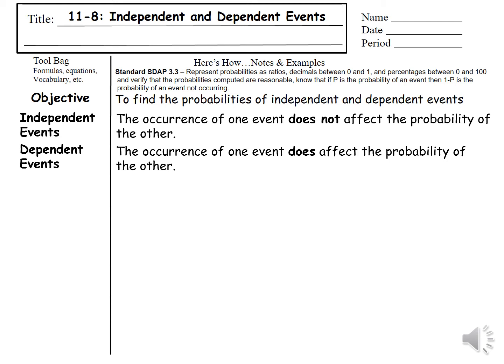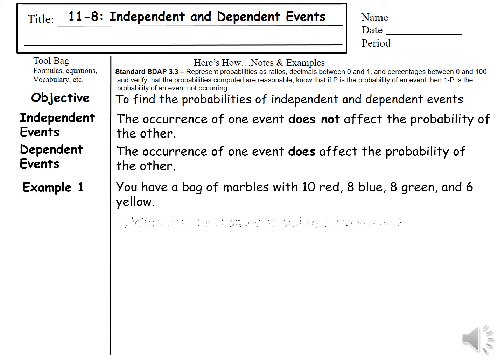So that's the basic definition. I will give you more examples to show the difference and how to find the probabilities. So let's go to example 1. It says you have a bag of 10 red, 8 blue, 8 green, and 6 yellow marbles. So you have a total of 10 plus 8 plus 8 plus 6, which is 32 marbles. So what is the chance of pulling a red marble?